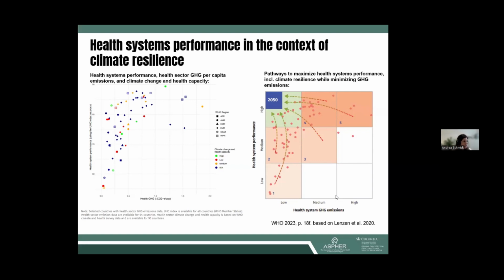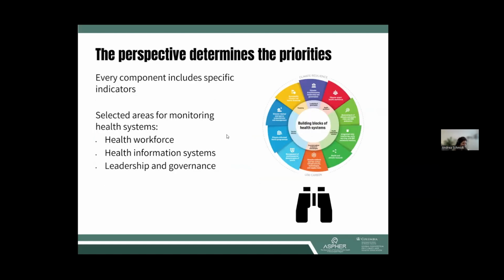So then the question is, how can we ensure this high quality of care without producing too many emissions? But what is quite interesting is that the WHO also says that there are countries that may have to increase their emissions temporarily to ensure quality of care and move up. But then it's important to move again to the green spot. So I really encourage you to look into this because it is quite interesting and not straightforward how indicators of health system performance, the overall capacity, and greenhouse gas emissions are interacting.